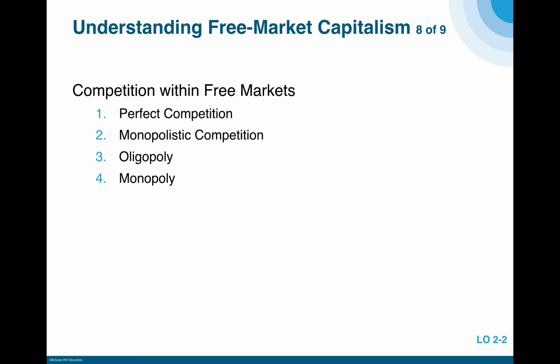So competition within free markets: perfect competition, monopolistic competition, oligopoly. I always struggle with that word. And then we do have monopoly. Monopoly, not necessarily talking about the game. We're talking about one company that runs everything.